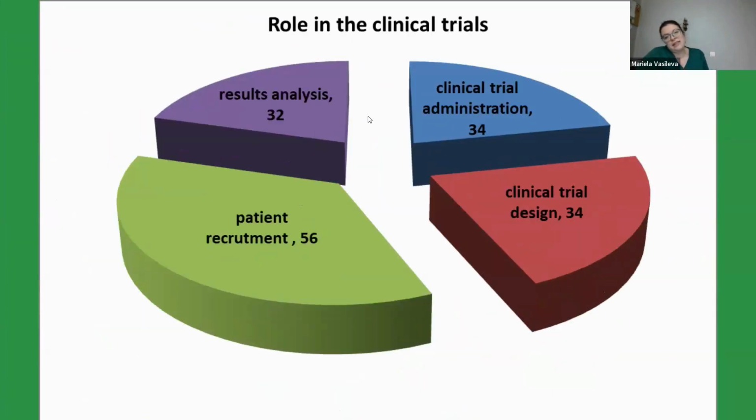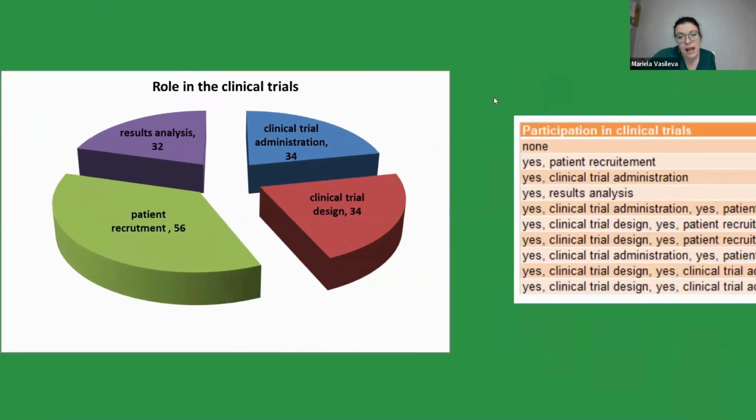What was their role in clinical trials? Here, the numbers are bigger because people have marked more than one response. You can see that most of the people, 56 people, have been participating for sure in patient recruitment. And this means that some of the doctors are participating only in this way, patient recruitment. Then almost equal are analysis of the results, clinical trial administration, and clinical trial design.